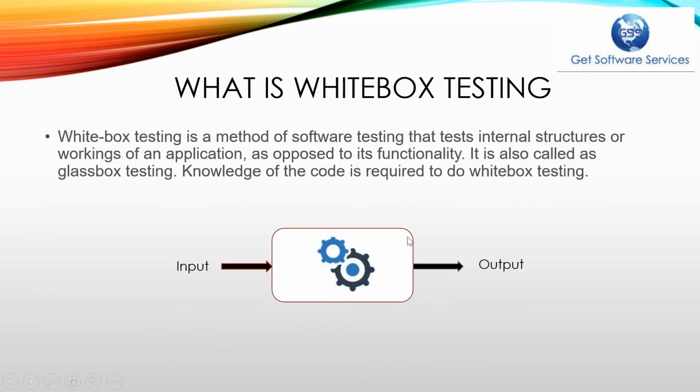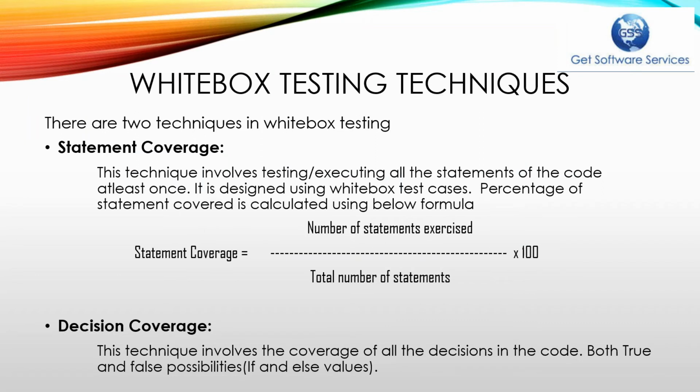Now the next testing type is white box testing. As the name says, white box is just the opposite of black box. It is also called glass box testing. In white box testing, we go and test the code itself. When you test the code, it is called white box testing. So here, the person who is doing white box testing should have a good knowledge of the code that is written. Now there are two white box testing techniques. One is statement coverage and the other one is decision coverage.